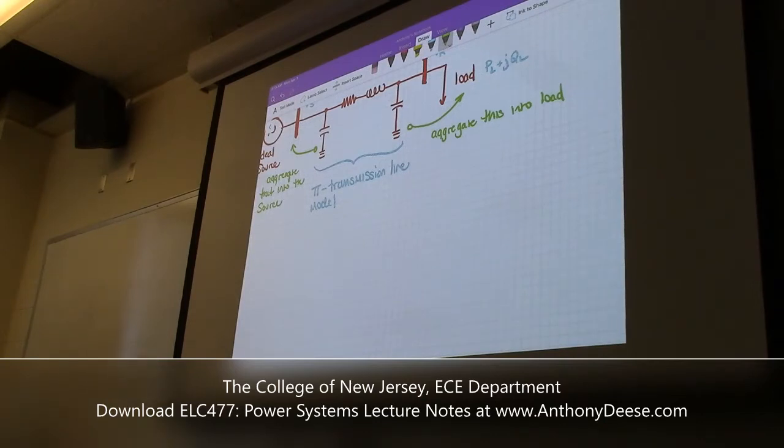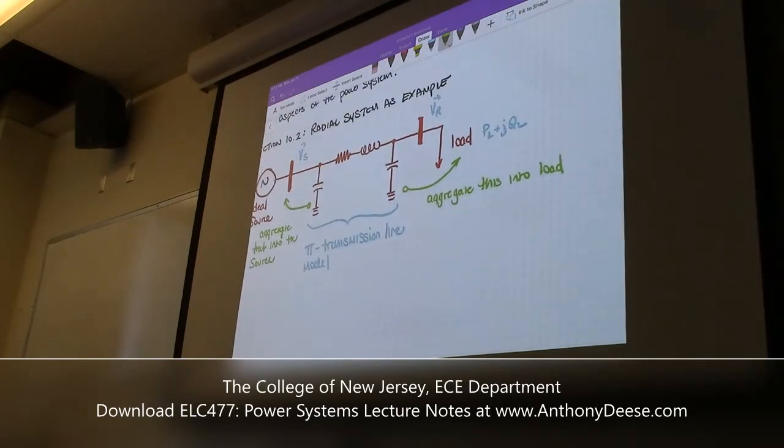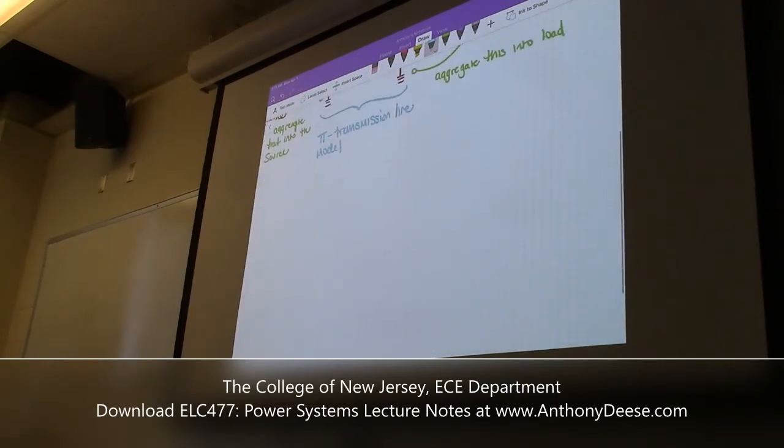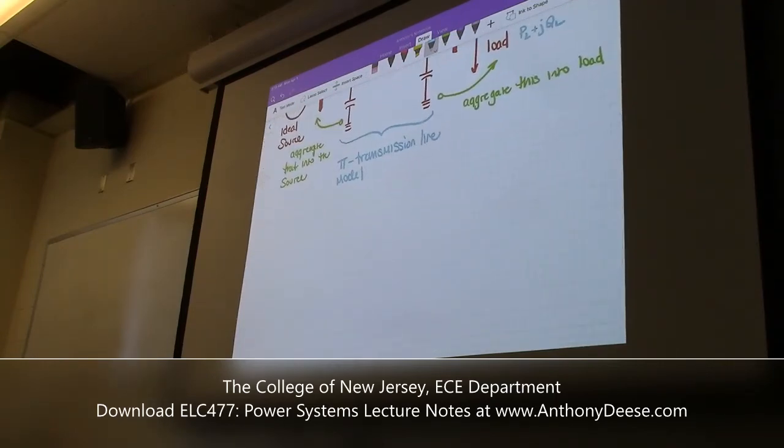So the transmission line will often be left with just the series elements, which will be the resistance and the reactance. And then obviously we have the current flowing. And that's it there.